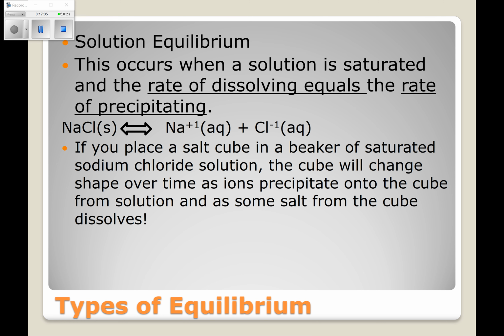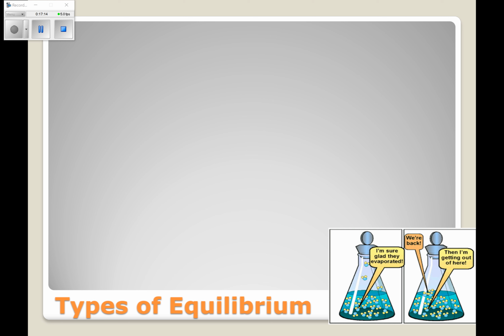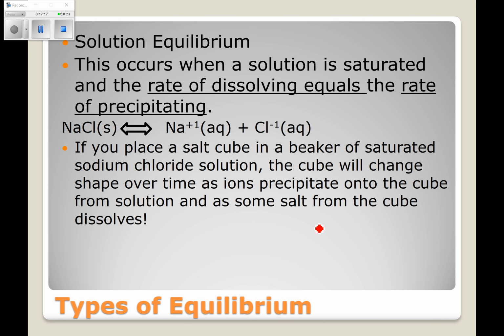Oh, this is another example here. If we put our salt cube in a beaker of saturated sodium chloride solution, the cube's going to change shape over time. We put a square cube in here. This cube is going to change shape over time. It might look something like that. As some of this salt cube dissolves back into the solution, and some of the solution precipitates back onto the solid itself. So it's going to change shape over time as long as this solution is at equilibrium.